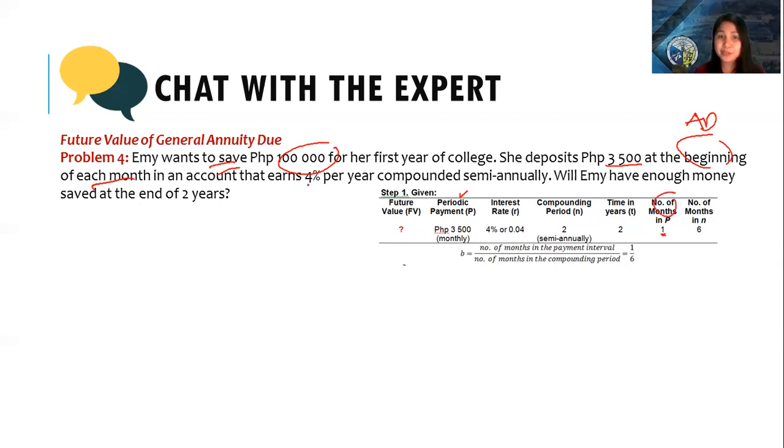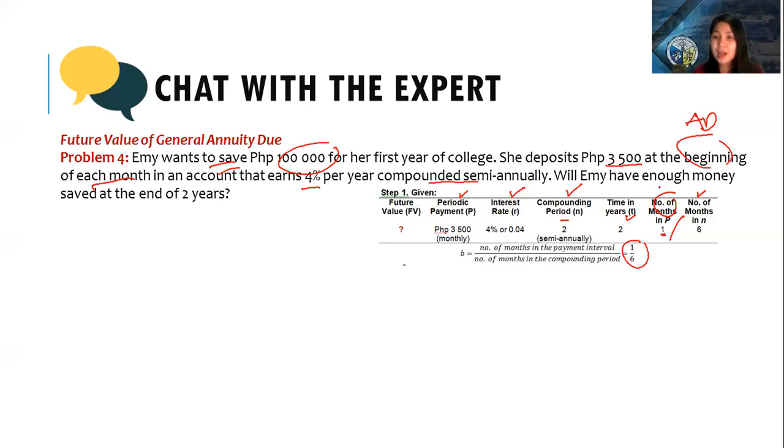In an account that earns 4%, that's the interest rate per year, compounded semi-annually. N is 2. Then, how many months in a semi-annual? There are 6. So our B is 1 over 6. Will Amy have enough money to save at the end of 2 years? Our T is 2. Let's check for the future value.